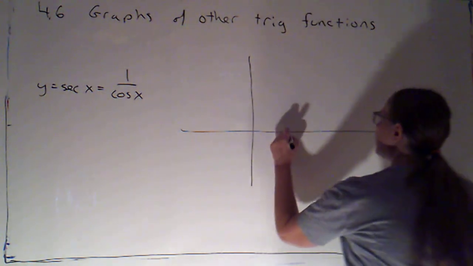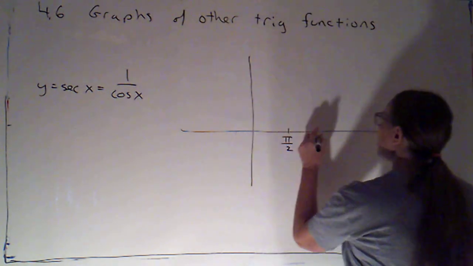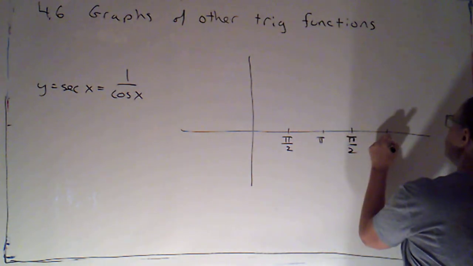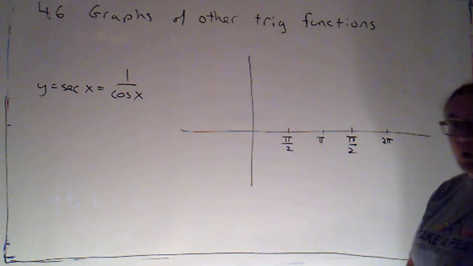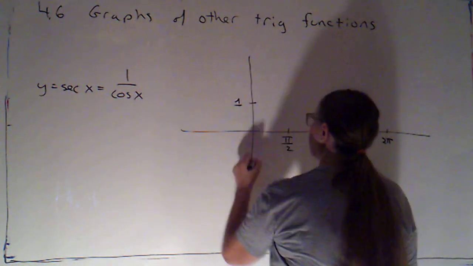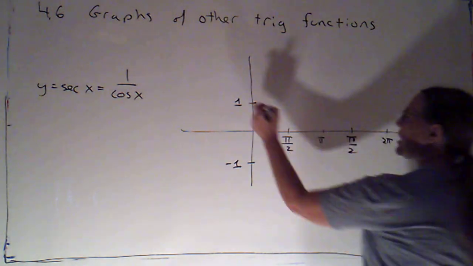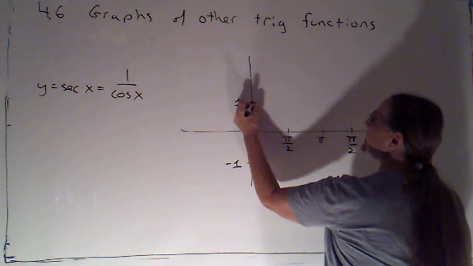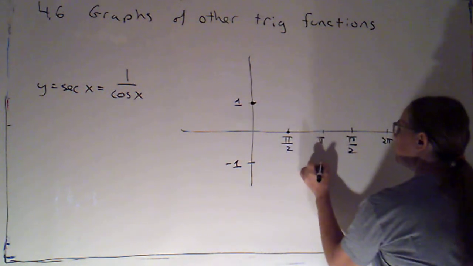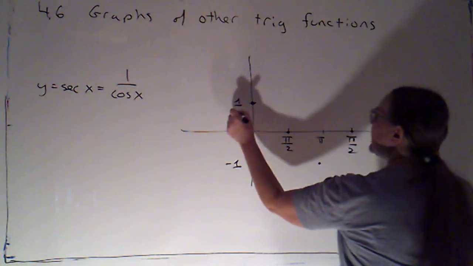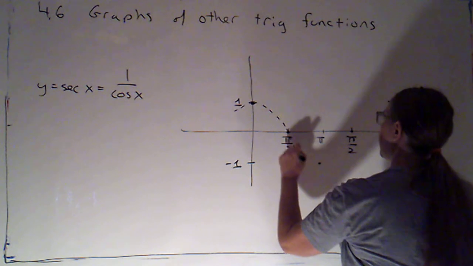So I'm going to mark off my quadrantal angles. We've got 0, pi over 2, pi, 3 pi over 2, 2 pi. Those would be the quadrantal angles for one period. High value of 1, low value of -1. And the pattern for cosine is that it starts out at a high value. So we go high, middle, low, middle, high. And now I'll connect those points with a dotted curve.